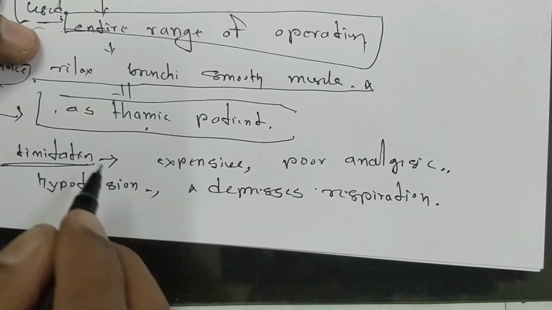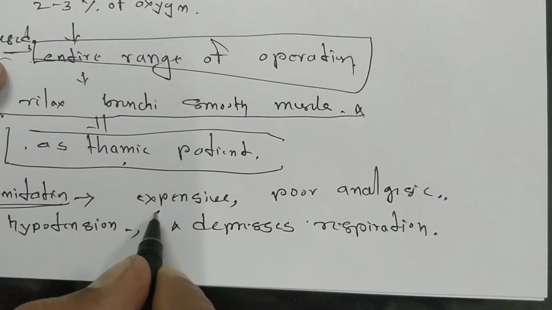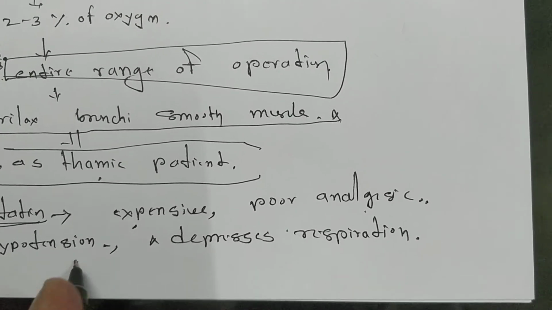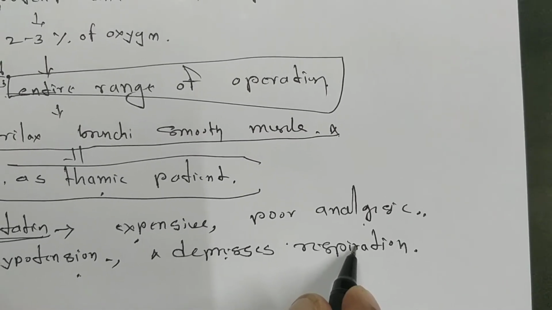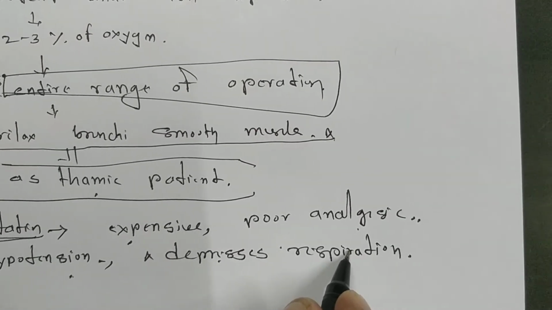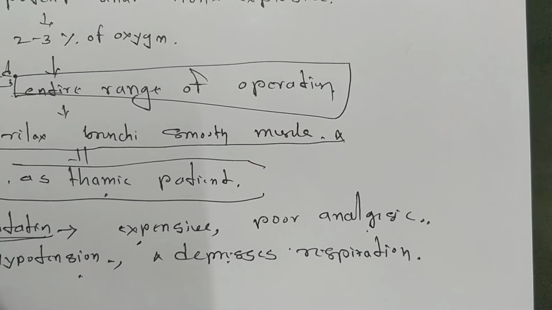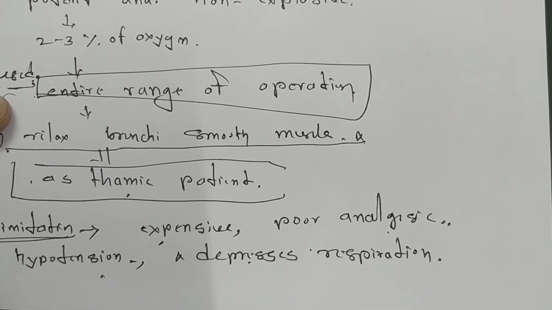These are the limitations: it is expensive, a poor analgesic, and it causes hypotension and depression of respiration. It also sensitizes the heart to catecholamines. Another limitation.